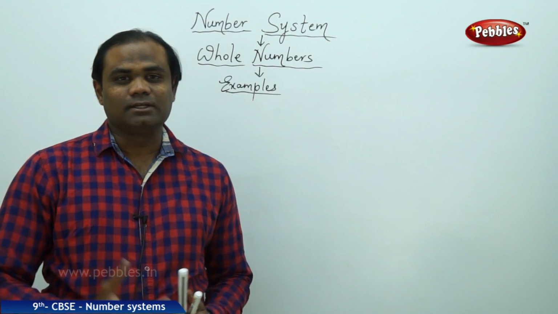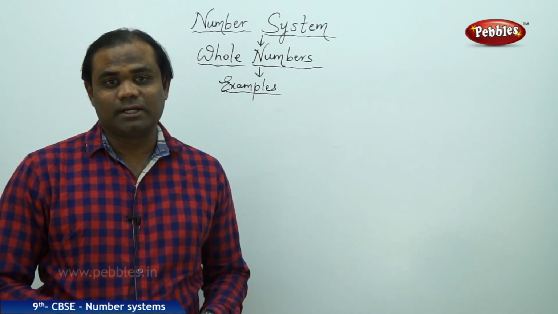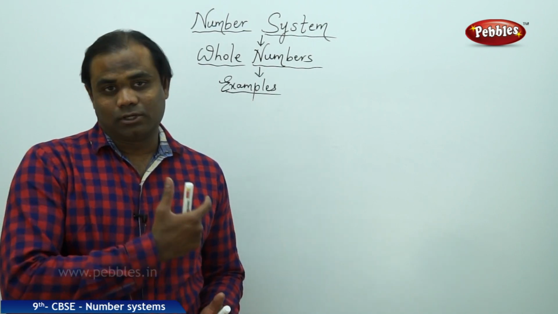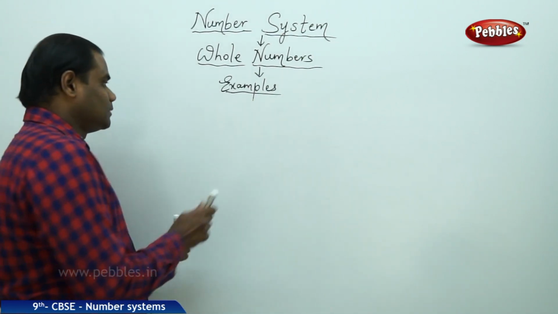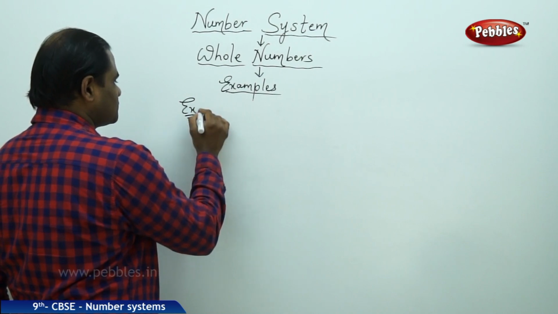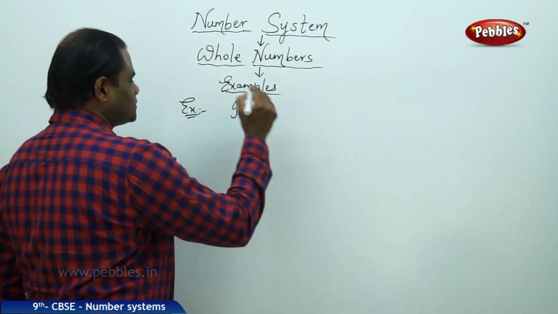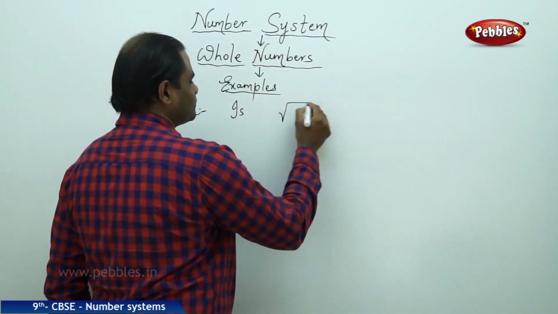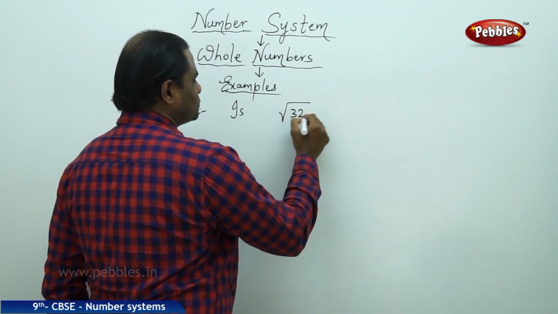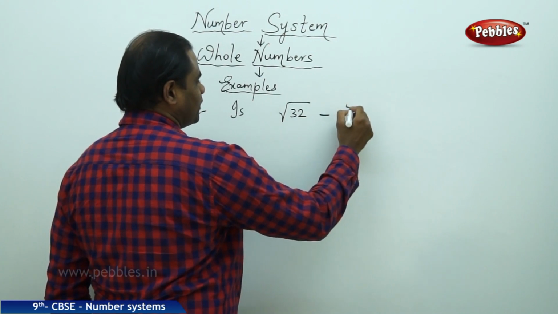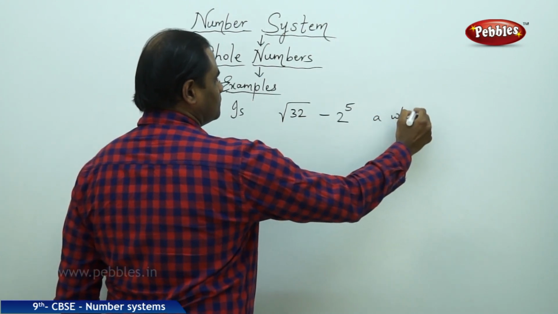Now let's see some complex examples to understand the concept of whole numbers more strongly. For example, I have the question which says: is √32 minus 2 power 5 a whole number?